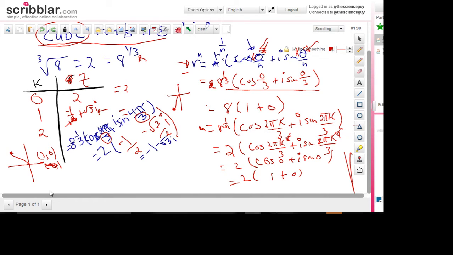And if I'm graphing this, then it would be right here. That's where the line would be. And then when you do the third one, you're just going to get back to the original line. So that's the graph of all the roots of the cube root of 8. That's what the graph looks like.